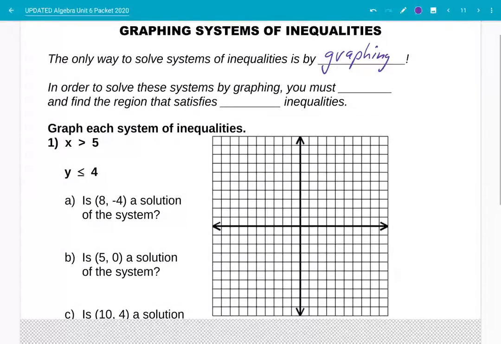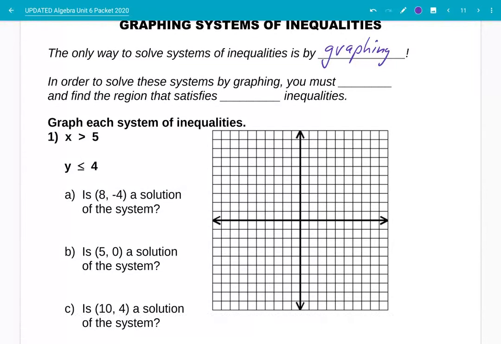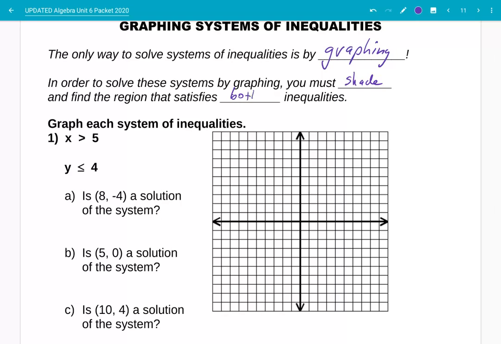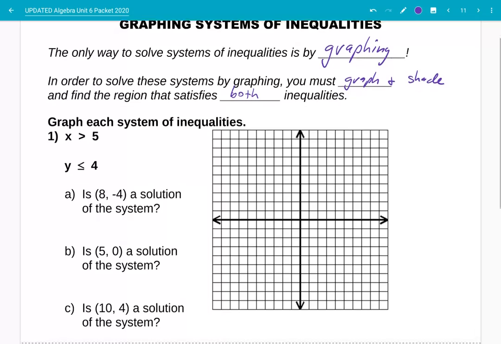I'm sure you're happy to hear that. So you don't have to do any math. You can just color things. In order to solve these systems by graphing, you must shade and find the region that satisfies both inequalities. So let's do this. We'll graph and shade, and I'll show you what I mean.